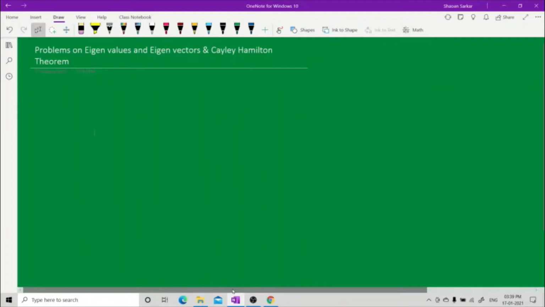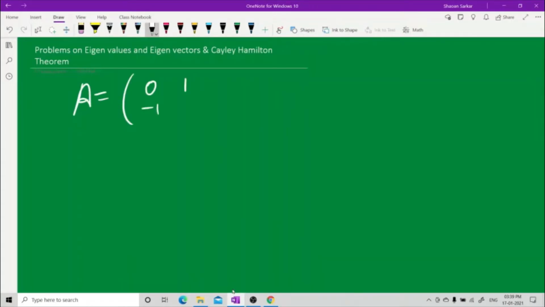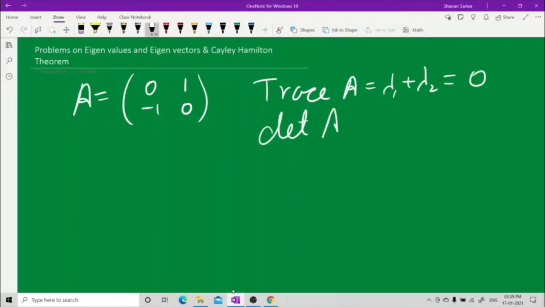Now more problems on eigenvalues and eigenvectors and Cayley-Hamilton theorem. Let us take a matrix A, 0, 1, minus 1, 0. The trace of this matrix, trace A, comes out to be lambda 1 plus lambda 2 is equal to 0, and the determinant of A, that is lambda 1, lambda 2, comes out to be plus 1.